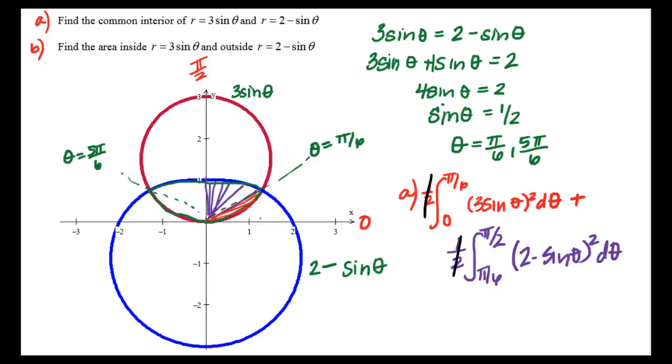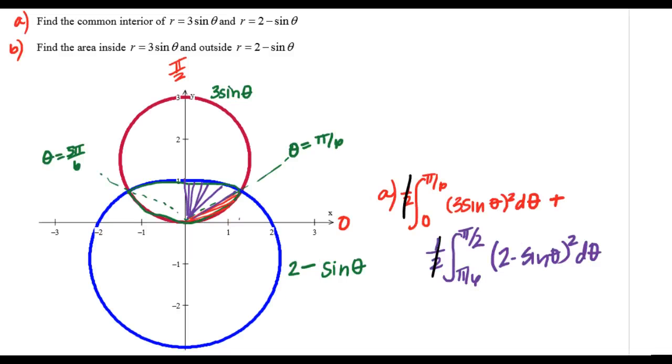So now let's take a look at part B. Alright, I cleared some space off up here. Let's try to work on part B. Find the area inside r equals 3 sine theta. So I want to be inside this red circle here, but outside r equals 2 minus sine theta. So I want to be outside of the blue graph, but yet still inside the red one. So the region that I'm now trying to find is this one here.